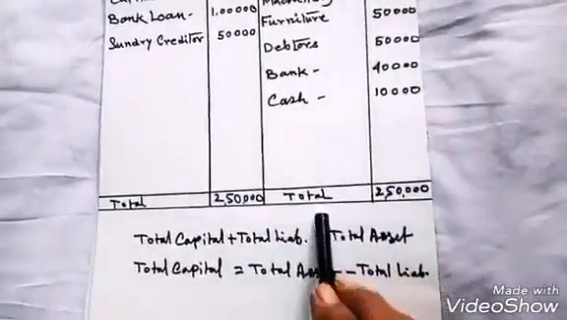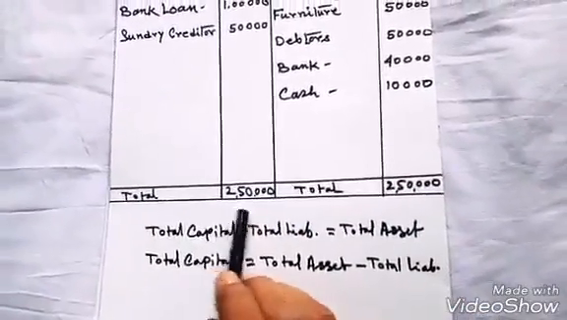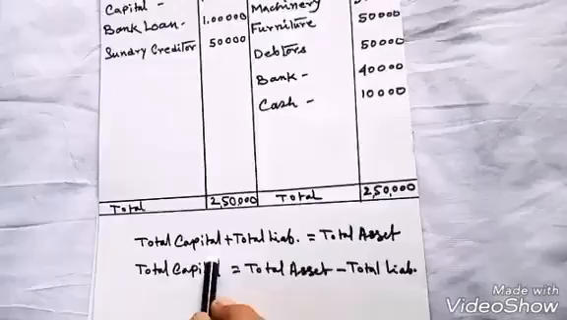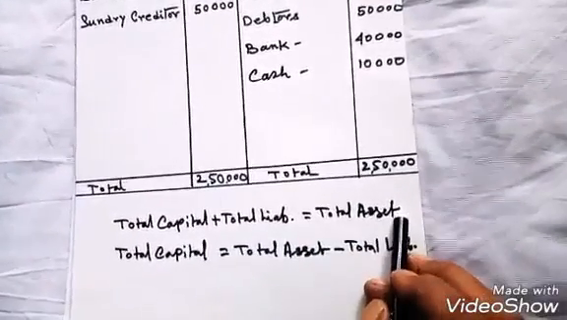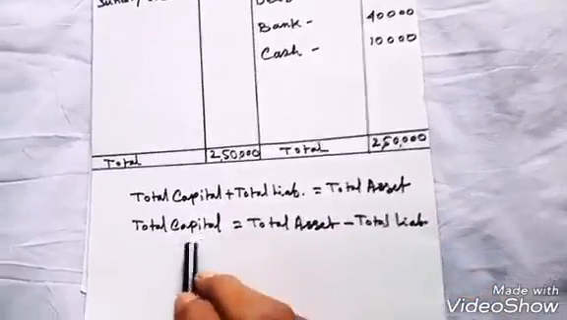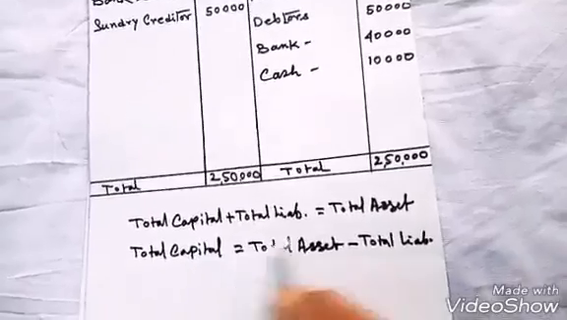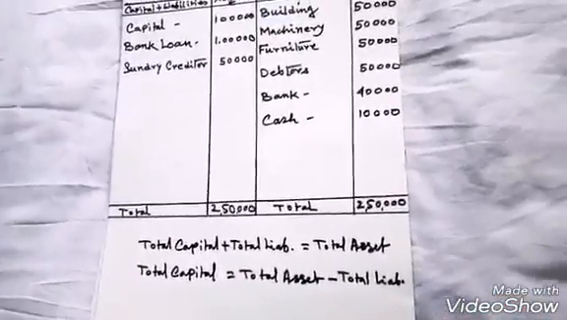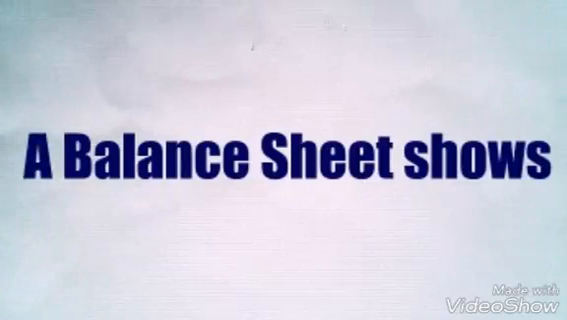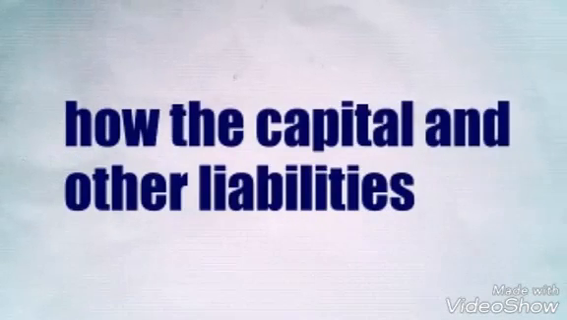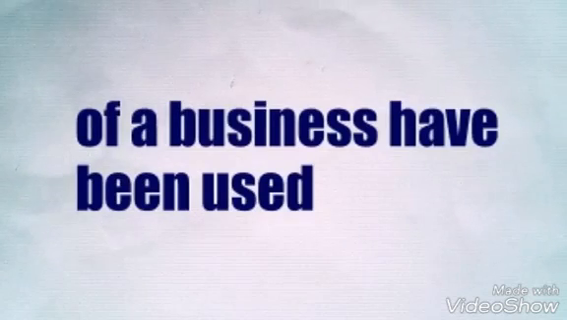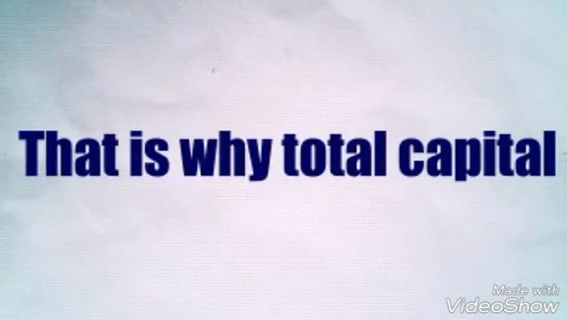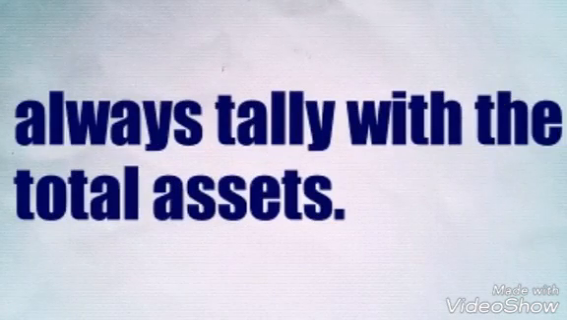Both the asset side and the liability side, the total amount is the same. So the total capital plus total liability is equal to your total asset. From this we can also say that total capital is equal to total asset minus total liability. Balance sheet shows how the capital and other liability of a business have been used in the asset of the business. That is why total capital plus total liability of a company always tally with the total asset.